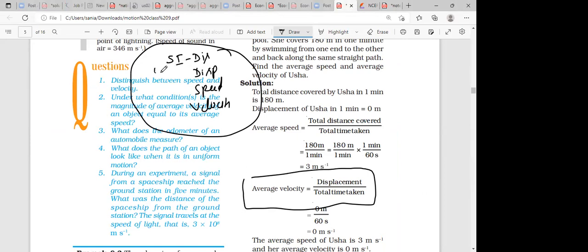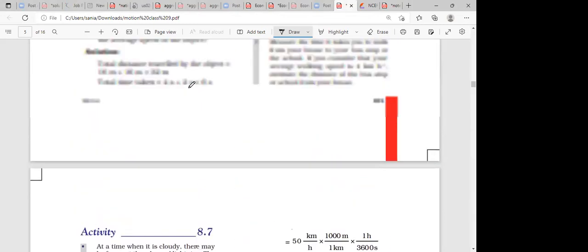SI unit, you'll get in the book. Just read it, you'll get it. Okay.